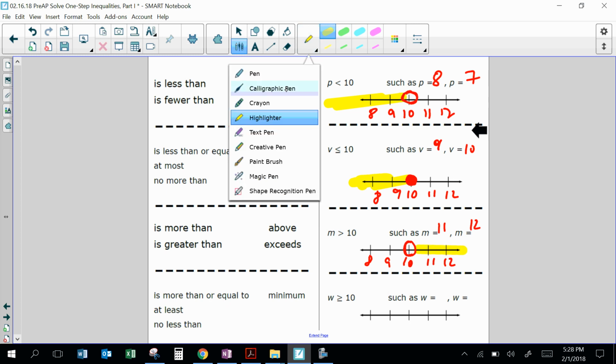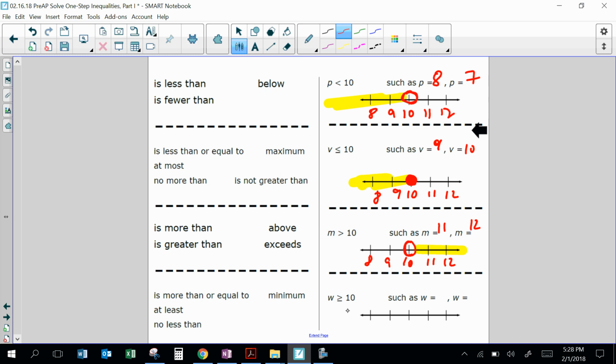And our last one, W has to be more than or equal to 10. So let's put our number line first. W has to be more than 10, like 11. But it can be equal to 10. So if it can be equal to 10, it's a closed dot. And which numbers should we highlight that are more than or equal to 10? 11 and 12. So we're going to be using this to help us out throughout the lessons.